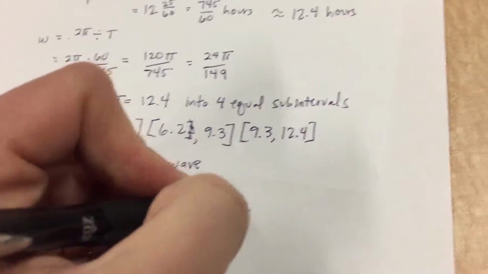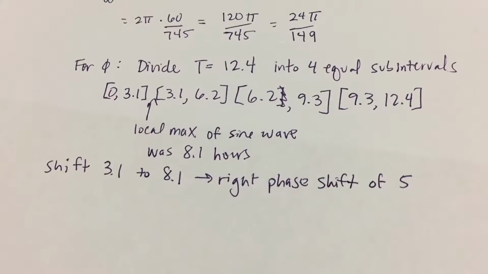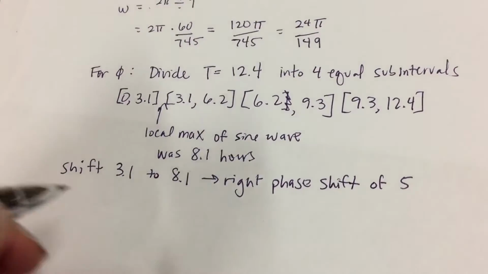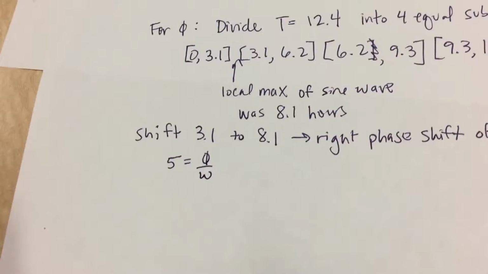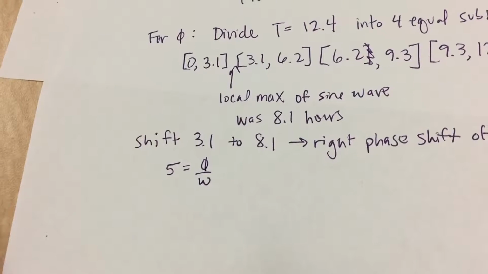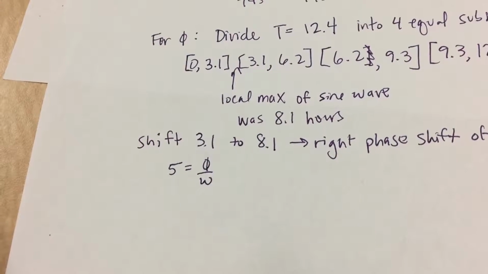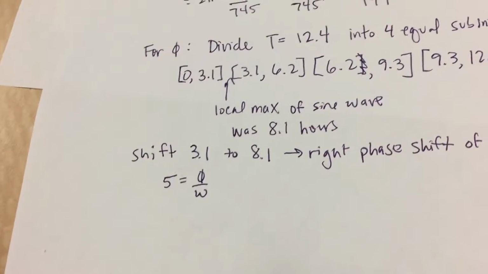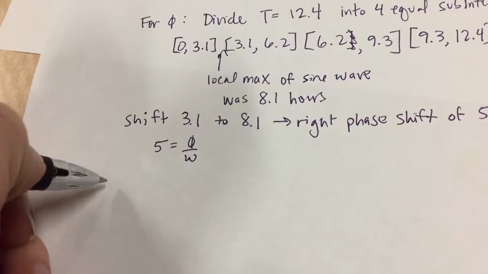So it's a right phase shift of 5. Remember, phase shift is phi over omega. So let's do that: 5 equals phi over omega. We know what omega is, but the good thing is, we can do this. So we're solving for, again, we're still working on part B.